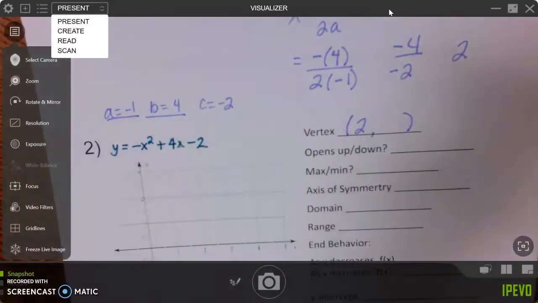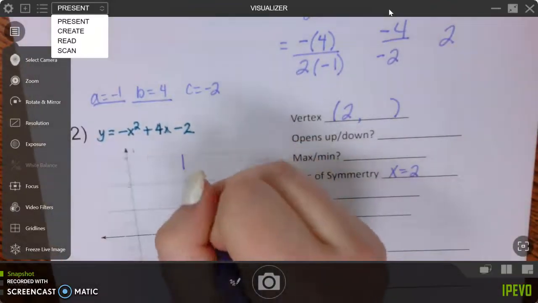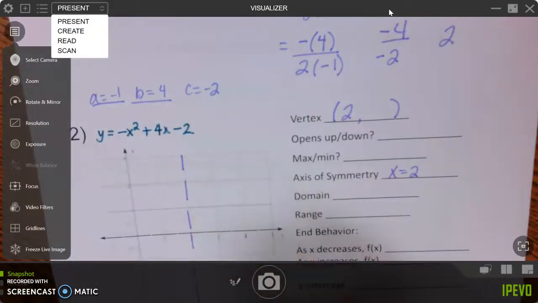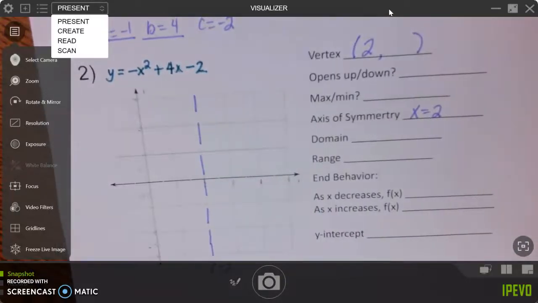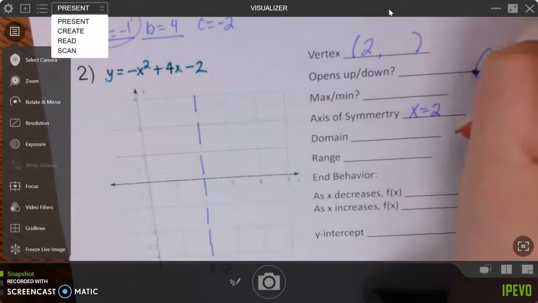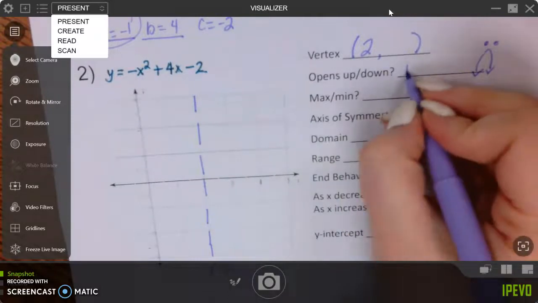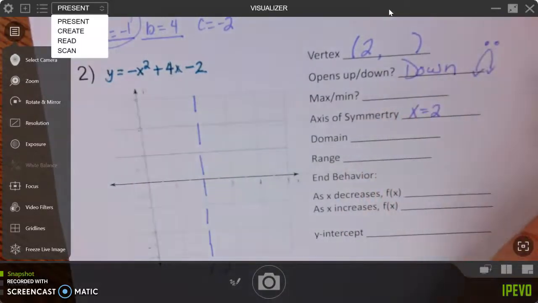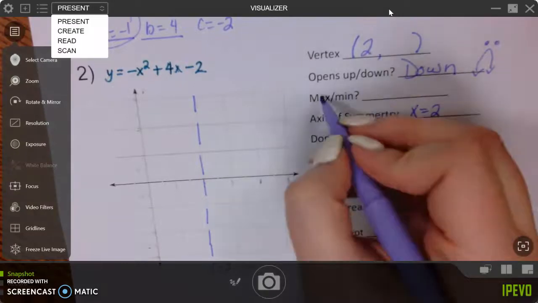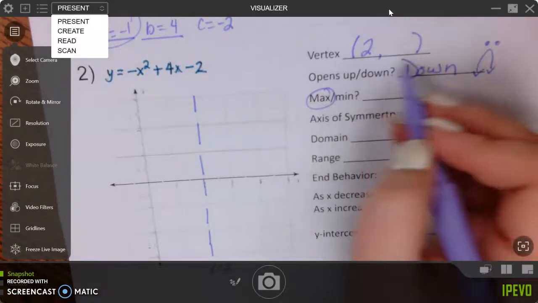That means your axis of symmetry is at x equals 2. Right there. Now we can fill in a few more things. A is negative 1. So that means that this is going to open down. It's going to be a frowny face. And because it opens down, you're going to have a maximum. And the maximum is going to be whatever your y value of your vertex is.